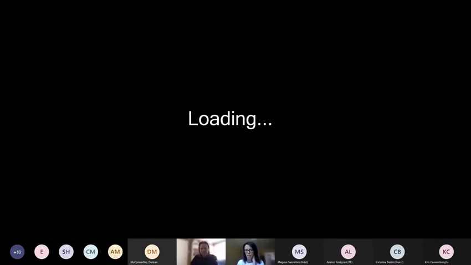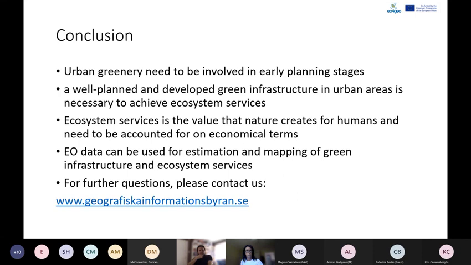So please, to conclude this, we could conclude that urban greenery needs to be involved in early planning stages to be taken into account. A well-planned and developed green infrastructure in urban areas is necessary to achieve ecosystem services. I hope many of you are experts in this area, I know that, so you already know it. Ecosystem services are also the value that nature creates for humans and need to be accounted for in economic terms. To be of real importance when it comes to planning, I think. And EO data, Earth observation data, can be used for estimation and mapping of green infrastructure and ecosystem services as well. If you have any further questions after this, then please contact us directly.